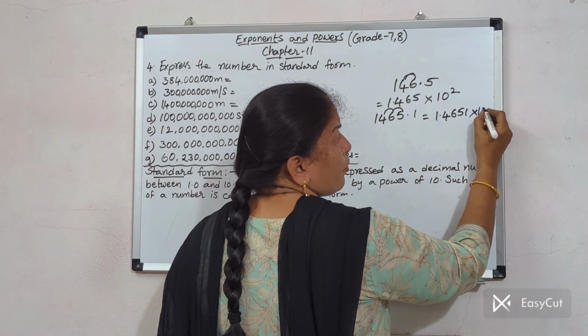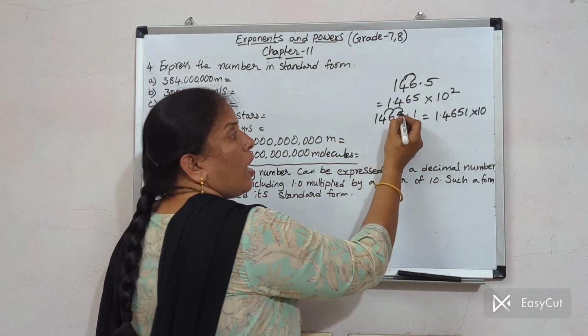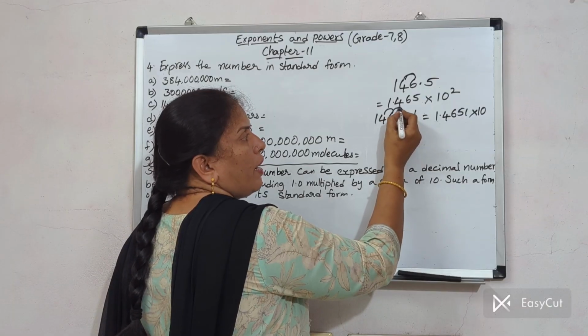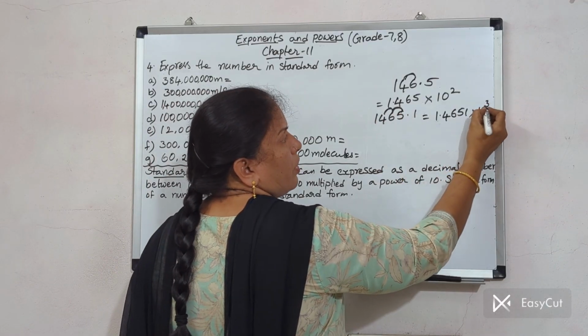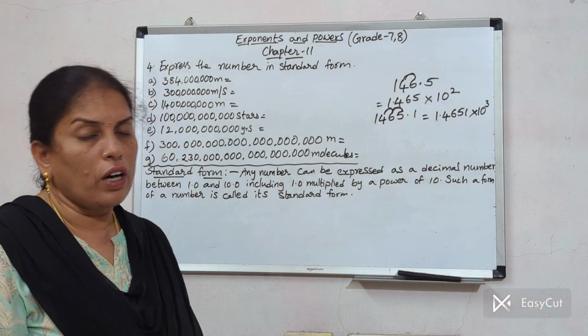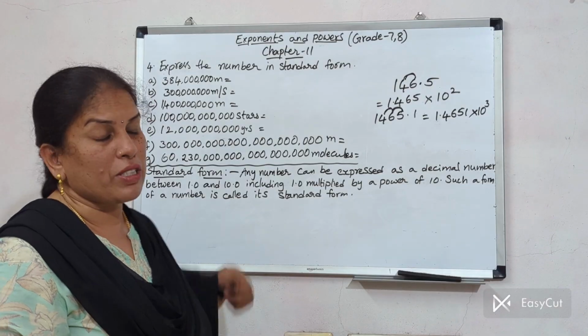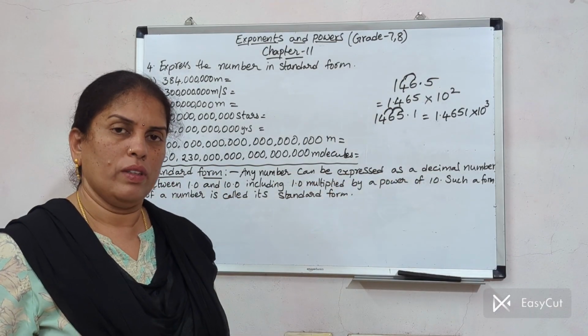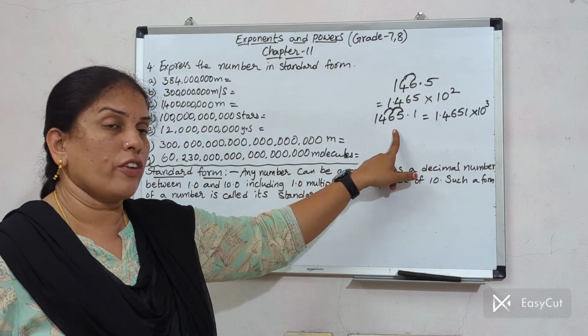How many digits before I kept a point? 1, 2, 3. 1, 2, 3 digits before. You can write it as 10 cube. All of you understood? Like this we must write. This is the short form. All of you understood? This is the short form.